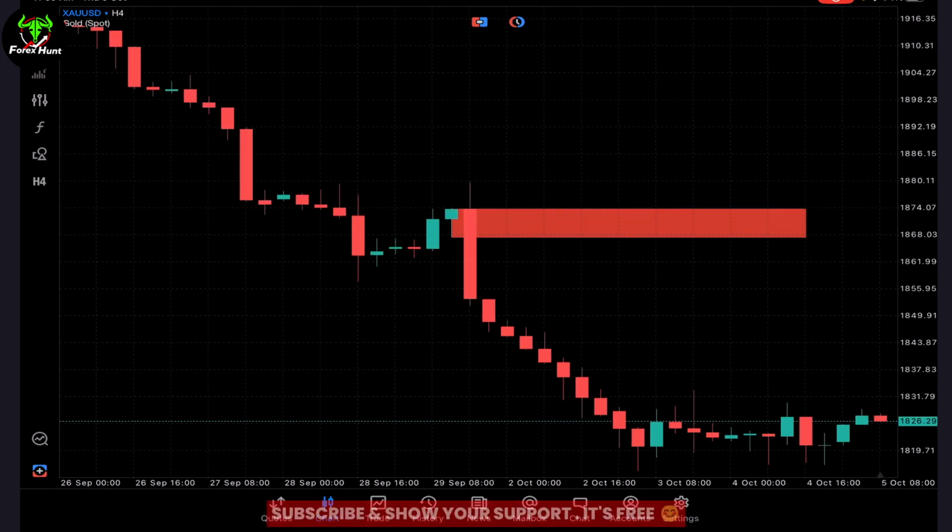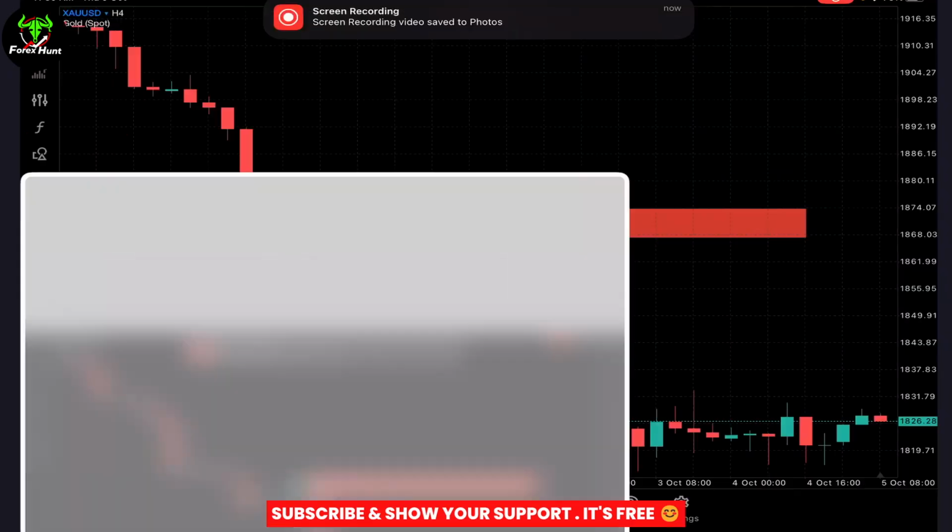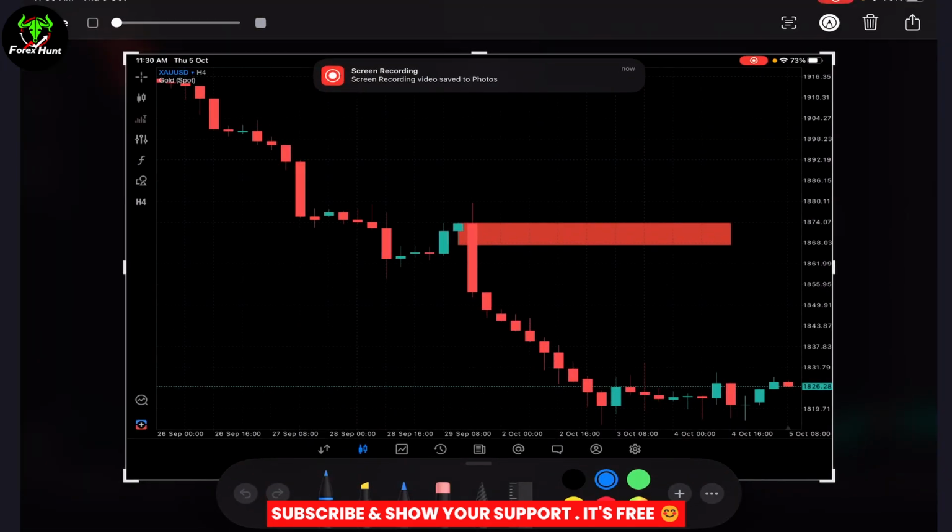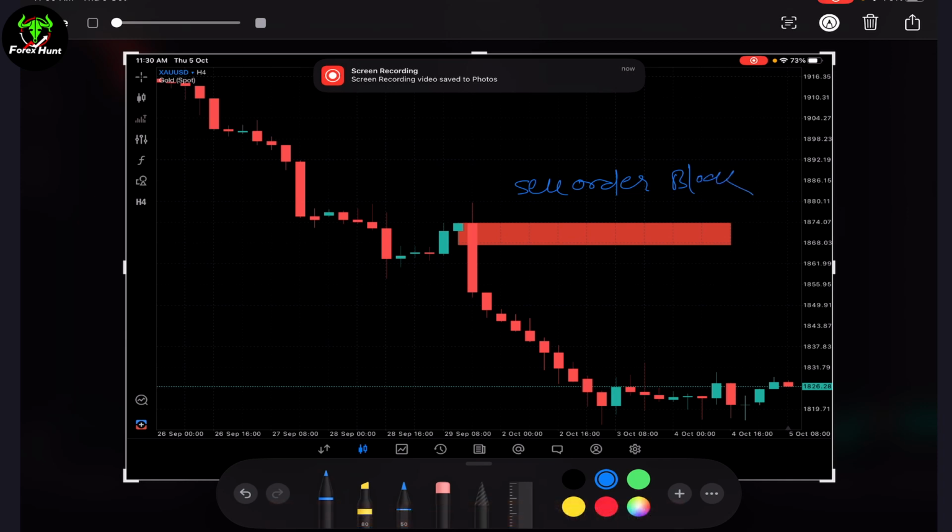Watch again, this is a sell order block. I am writing it again. So I am marking this sell order block, and how do I mark this? Using the engulfing sell area. Simple, don't complicate it. I used this candle and I monitored this candle eating the previous candle.